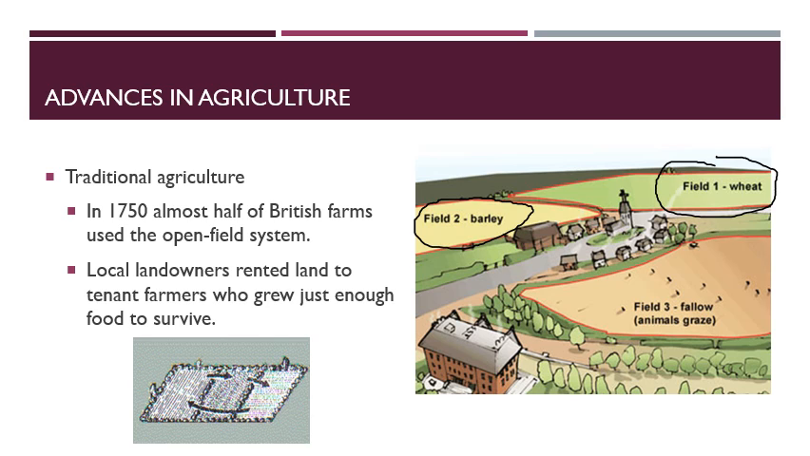The next year, field 2 would grow wheat, field 3 here would grow barley, and field 1 would have its turn as being fallow, or the opportunity to rest. In the three-field system, local landowners rented small plots of land to tenant farmers who grew just enough food to survive.